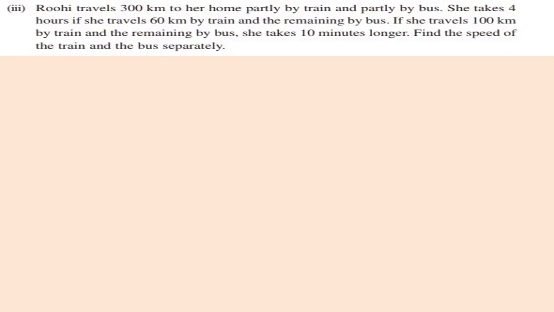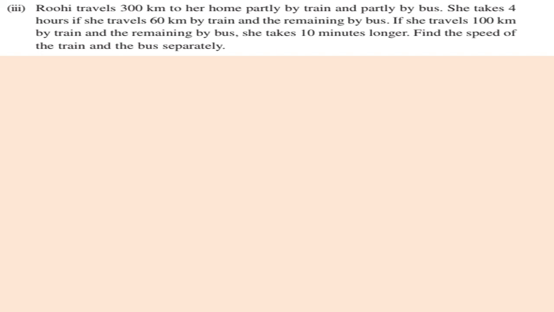Question number 3. Ruhi travels 300 km to her home partially by train and partially by bus. She takes 4 hours if she travels 60 km by train and the remaining by bus. If she travels 100 km by train and the remaining by bus, she takes 10 minutes longer. Find the speed of the train and the bus separately.